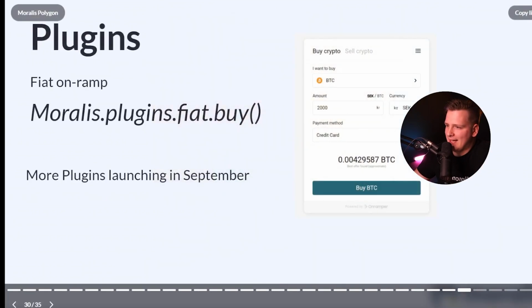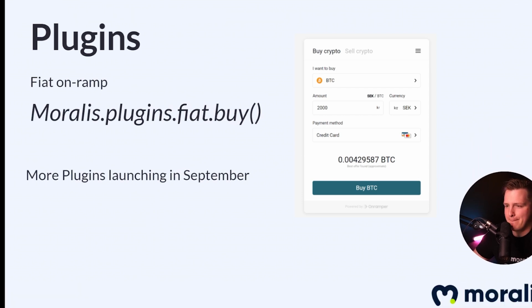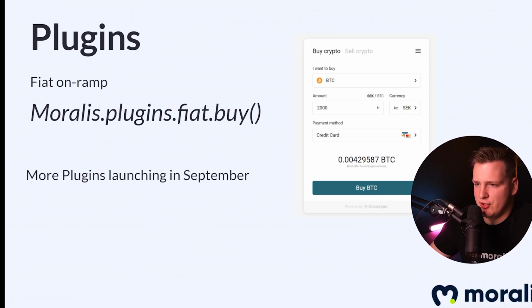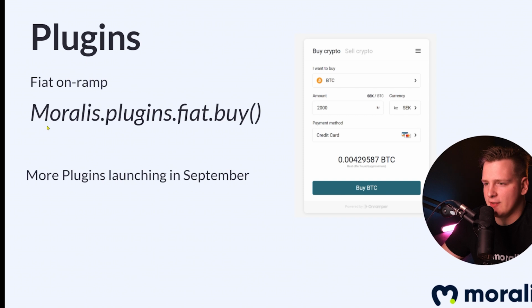For example, Moralis plugins. We do have a bunch of plugins coming up. For example, if you want to have a fiat on-ramp in your app, it's one line of code: moralis.plugins.fiat.buy, and you can now buy crypto. Your users can buy crypto with a credit card straight from your app with one line of code. This is how easy it is. This is the power of Moralis.